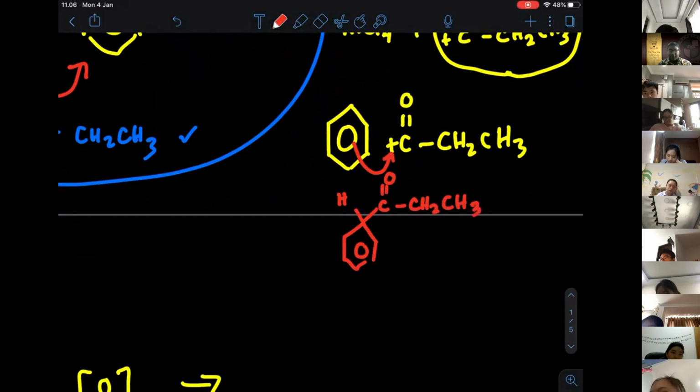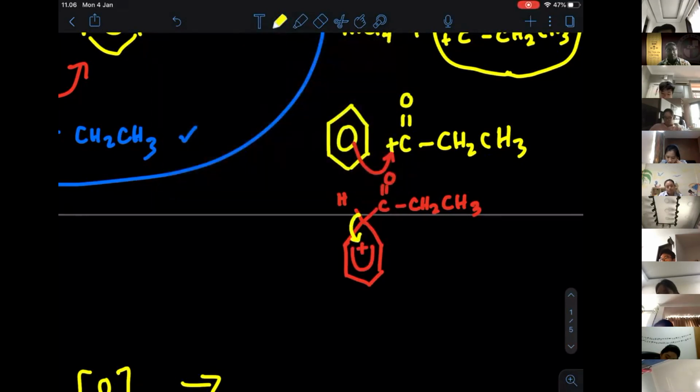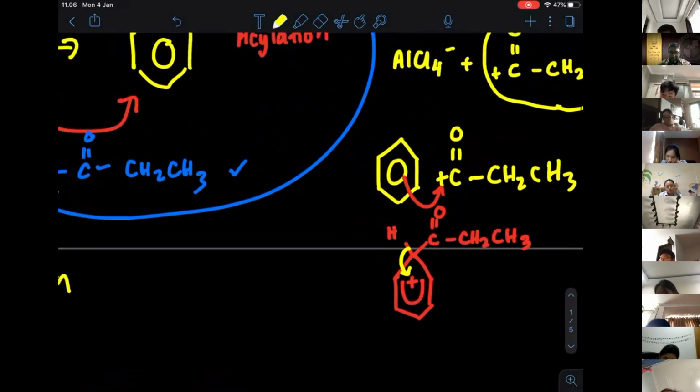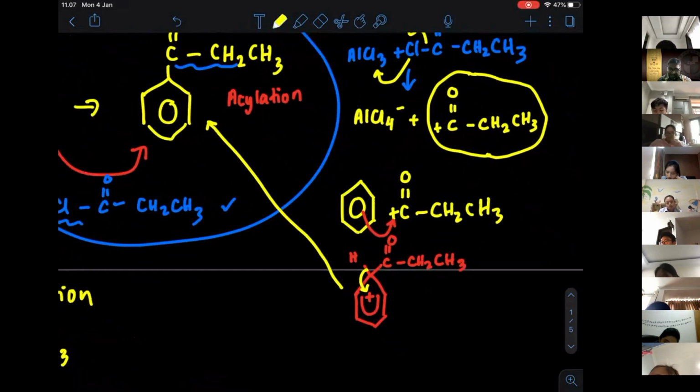So the next step is, I made a mistake over here. This one is not going to be completed, it's not going to be stable. So they will have something like this. And the next step is this electron will go here, and you are going to have the H plus coming out. To save time, you are going to get this, and you are going to get H plus.